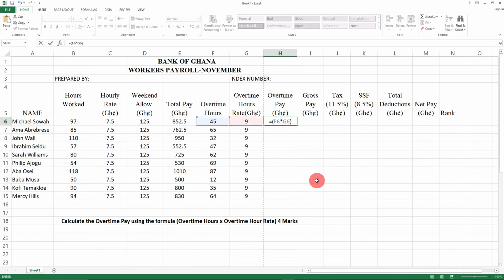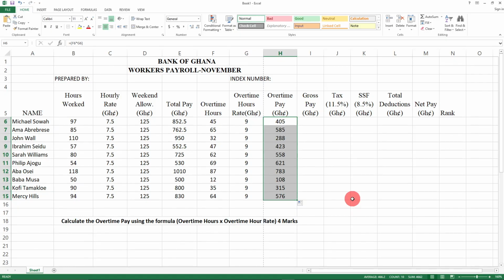So F6 by G6 should give us the answer. Yeah. So if you are a pro, you just drag it down and you are good to go. But then, since you are not a pro, let's do it step by step. So let's do for Ama Abebrese. We are calculating the overtime pay for Ama Abebrese.